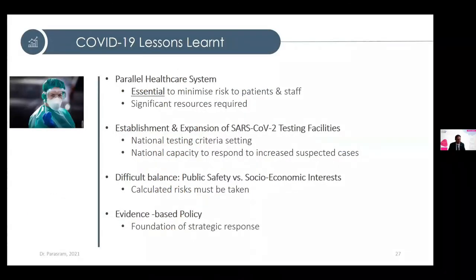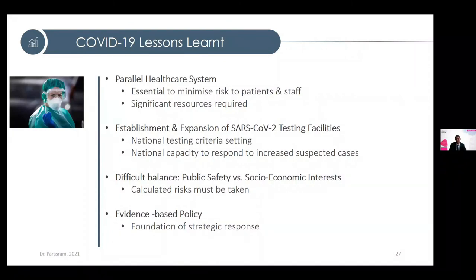So trying to close it all up, just to give you some idea of the lessons learned: the parallel healthcare system is one of our major benefits to the country, and it continues to operate simultaneously with the regular healthcare system and gives us that buffer in terms of infectious disease spread. It's essential to minimize the risk to other patients and to maintain the ability to function with the other system still going ahead, although we have a large number of cases of COVID-19 in the system. What it does cause is a significant resource strain, because we have to pull a lot of capacity from the existing system and put it into that system. So it requires a large number of resources.